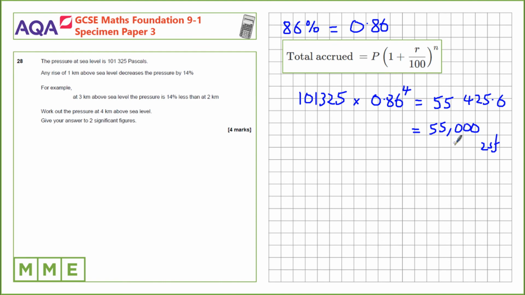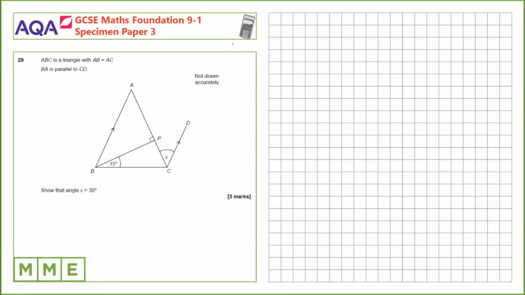Question 29. ABC is a triangle with AB equal to AC and BA is parallel to CD. Show that the angle X is 30 degrees. First, let's see what we can calculate. We have another right angle here, so we can calculate the angle here, BCP. So, BCP is 180, take 90, take 15, which is 75 degrees. We can use our first fact here that this triangle is isosceles to find this angle. So, we can write that ABC is also 75 degrees, as it's equal to BCP.